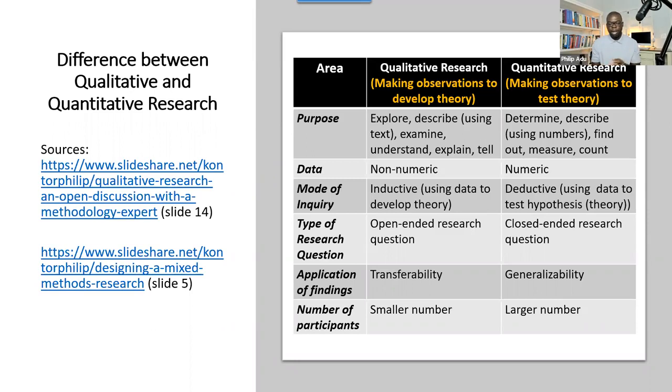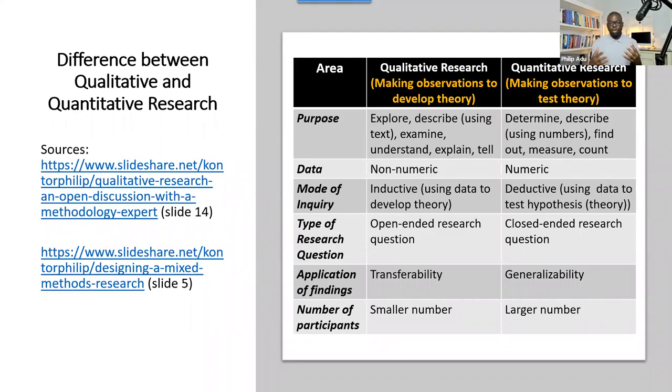In terms of the application of findings, for the qualitative portion, you are transferring findings to similar situations. So that's why in a qualitative study, you have to really describe the context so that future researchers can look at your context and see whether they can transfer your findings to a similar context. So it's more of a transferability strategy. For the quantitative research, you can generalize, especially when you randomly select participants from the population, and based on what you found, you'll be able to generalize your findings to the population.